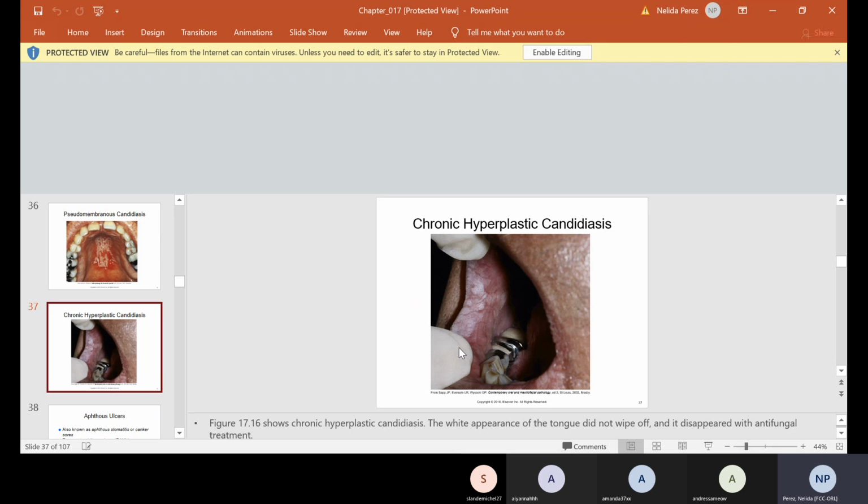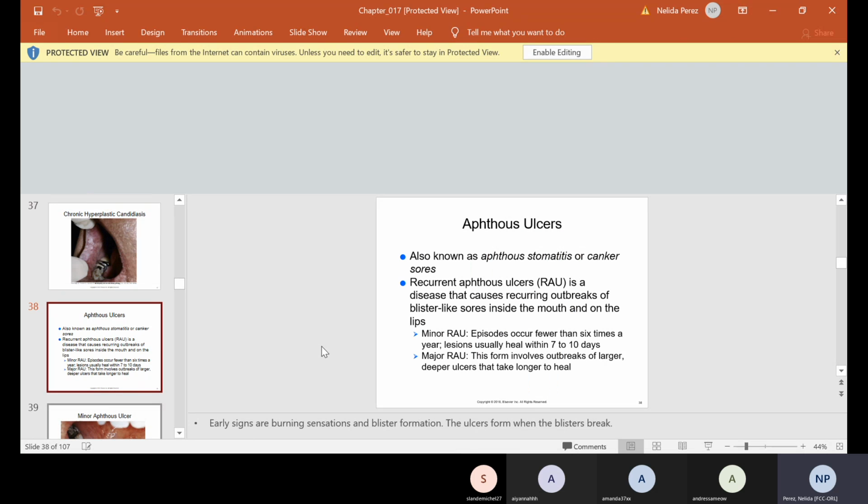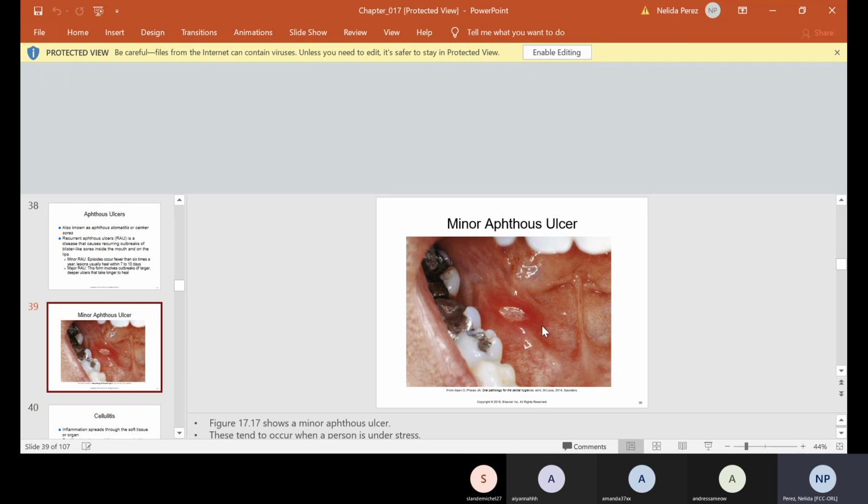Here's some right here though on the cheek. Let's talk about your aphthous ulcers. Some people call them canker sores or aphthous stomatitis. Some people get recurrent aphthous ulcers. It's a disease that causes recurring outbreaks of blister-like sores inside the mouth and on the lips. You have minor and major. Your minor episodes occur fewer than 6 times a year. Lesions usually heal within 7 to 10 days. And your major, this form is outbreaks of larger, deeper ulcers that take longer to heal. Early signs are burning sensations and blister formations, and the ulcers form when the blister breaks. And here's your minor, see right here. So again, a lot of people tend to get these who are very stressed.